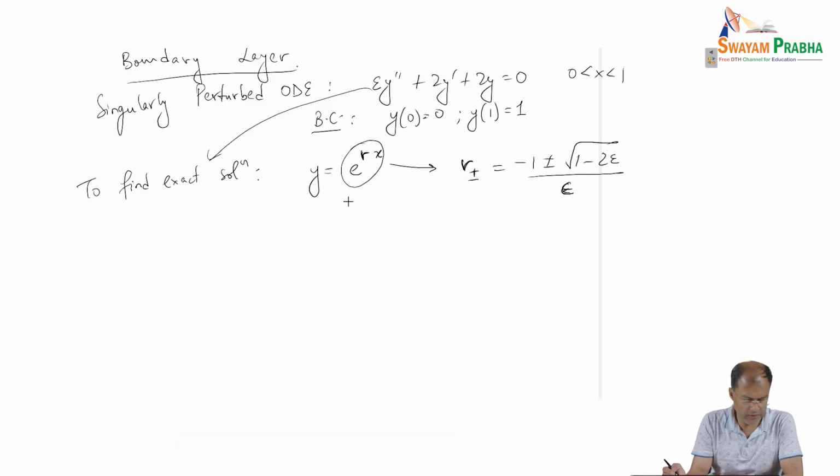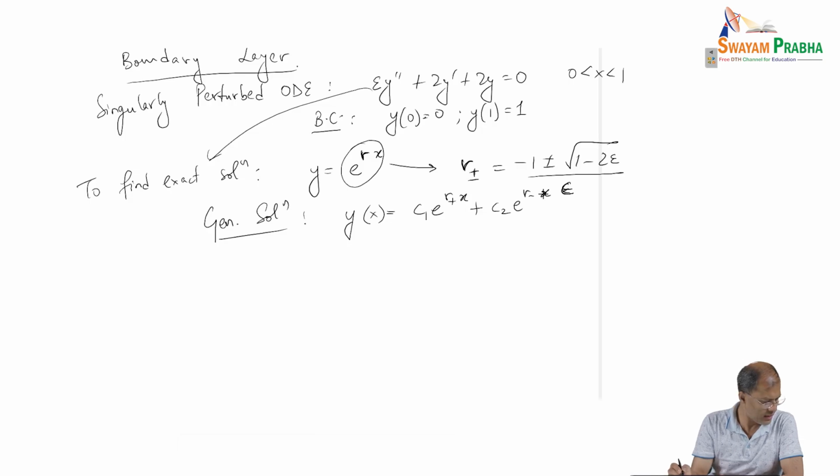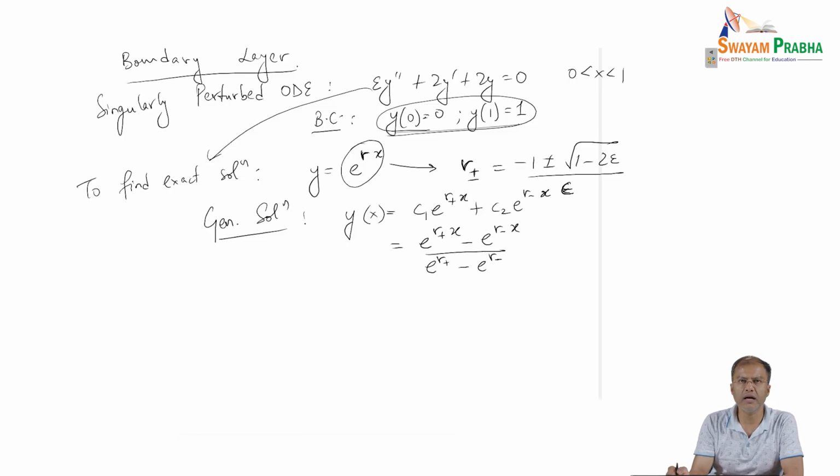So of course the general solution to the problem is y of x is equal to c1 e to the power r plus x plus c2 e to the power r minus x, right? And if we use the boundary condition, we will see that this is equal to e to the power r plus x minus e to the power r minus x, divided by e to the power r plus minus e to the power r minus.